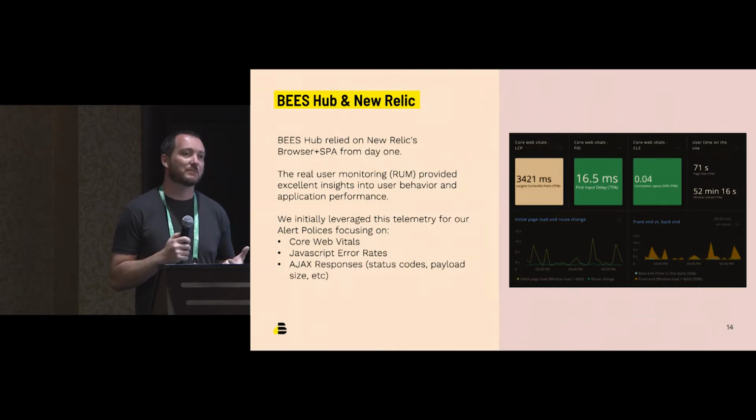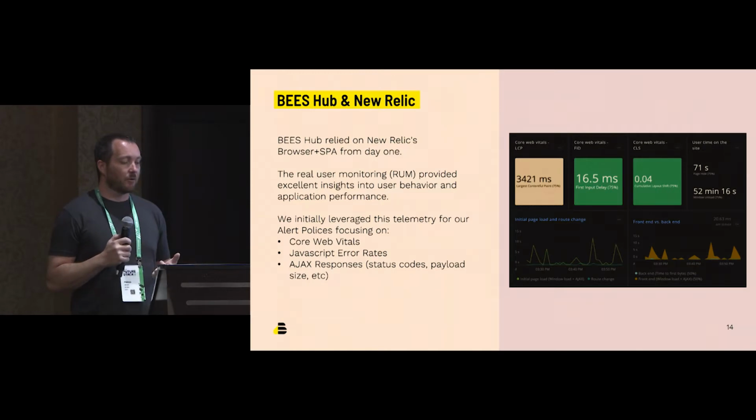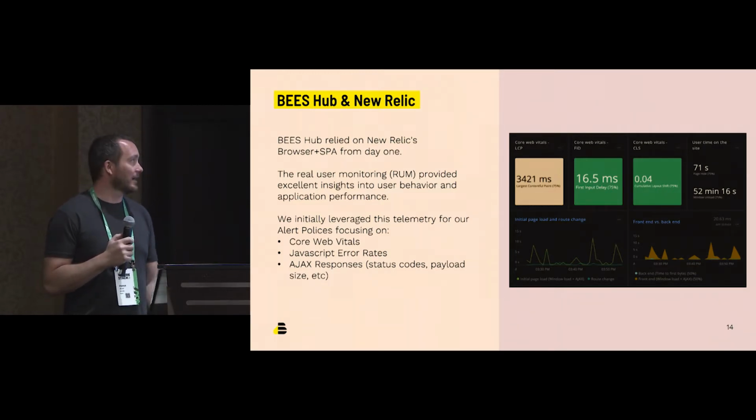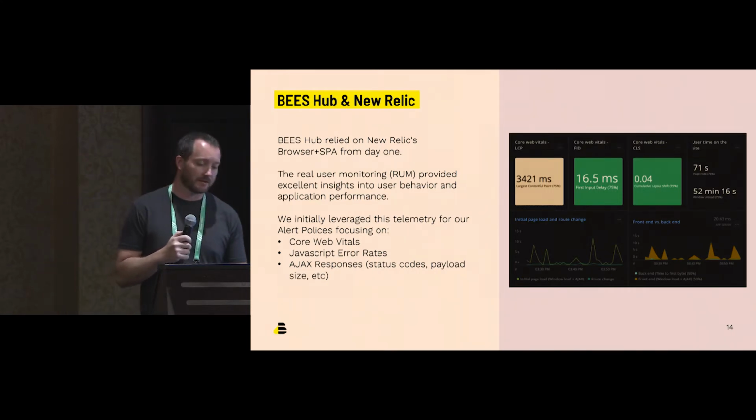So when we launched BeesHub, we knew we were going to integrate it with the browser and SPA agent. And that gives us the visibility into our core web vitals, error rates, AJAX requests, so we can see if any of the requests are returning non-200 responses. Again, we monitor payload size, because with it being a back office application, sometimes the teams might request more data than they probably need to display, increasing load on our backends.